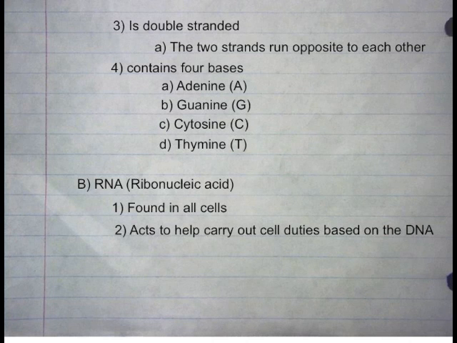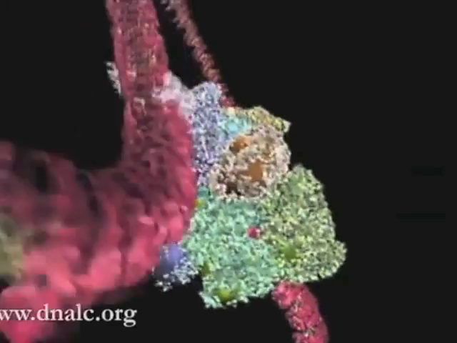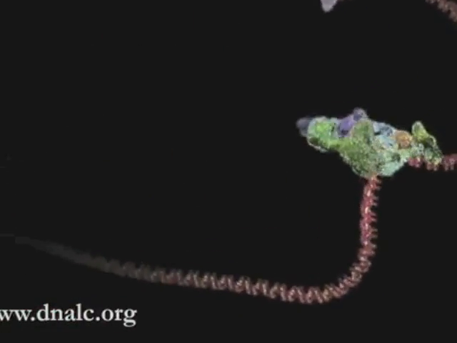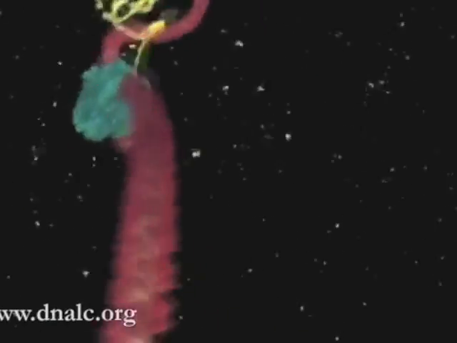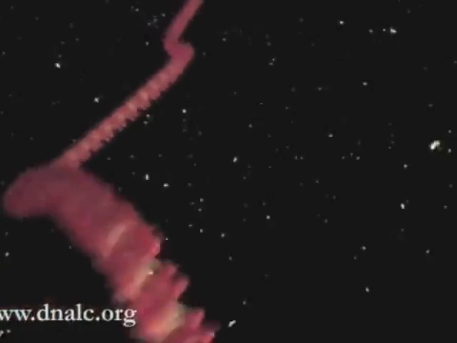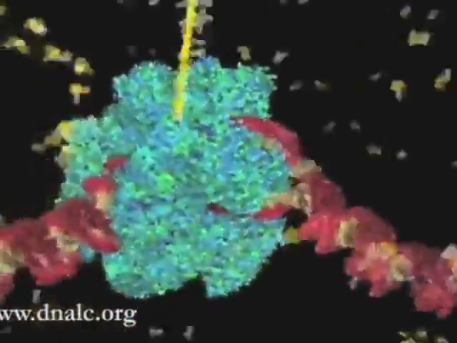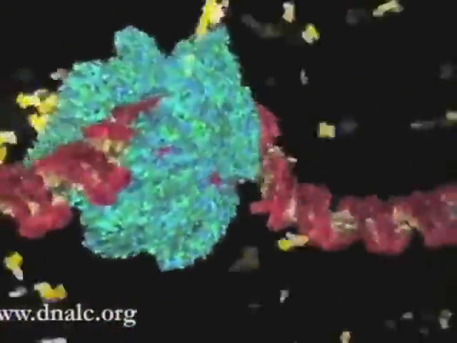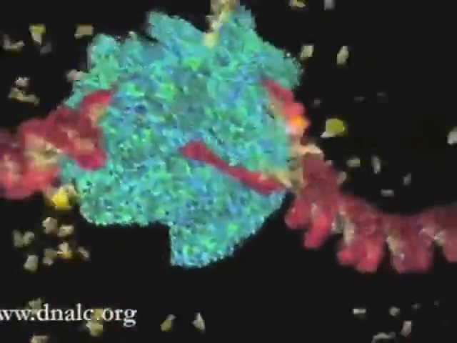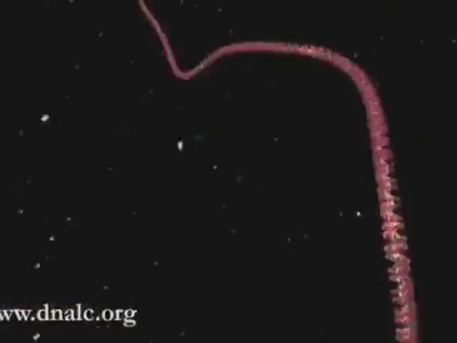RNA, ribonucleic acid, found in all cells, acts to help carry out the cell duties based on the DNA. RNA acts to be the messenger for DNA. As you can see here, there's a molecule reading off a strand of DNA and creating a long yellow strand of RNA, which will be sent elsewhere in the cell. RNA's main role is to dictate to the cell what it is specifically that the DNA is instructing for the cell's survival.